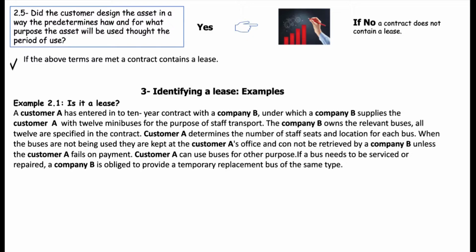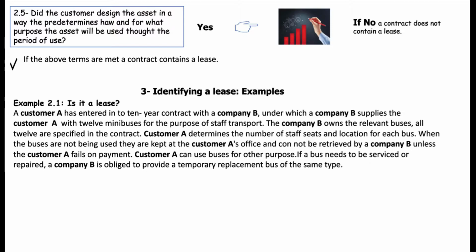When the buses are not being used, they are kept at the customer A's office and cannot be retrieved by the company B unless the customer A fails on payment. Customer A can use buses for other purposes. If a bus needs to be serviced or repaired, company B is obligated to provide a temporary replacement bus of the same type.